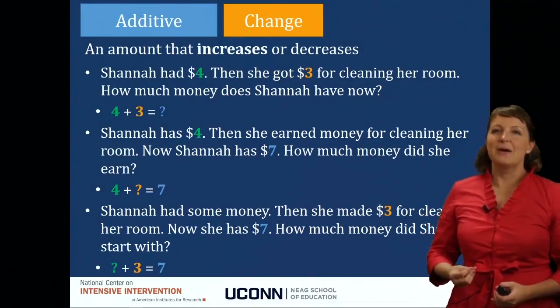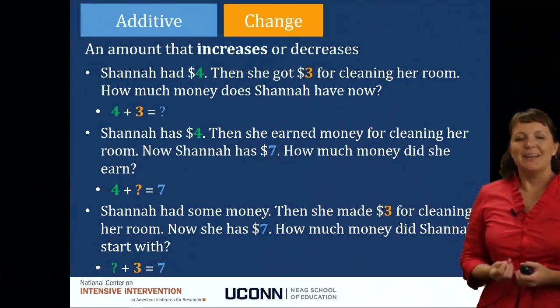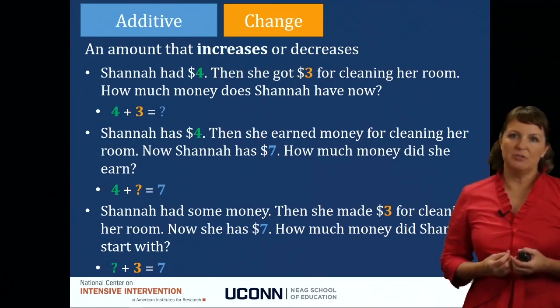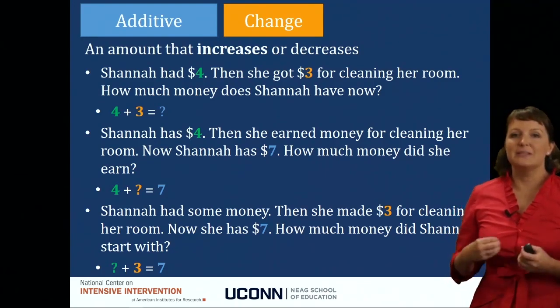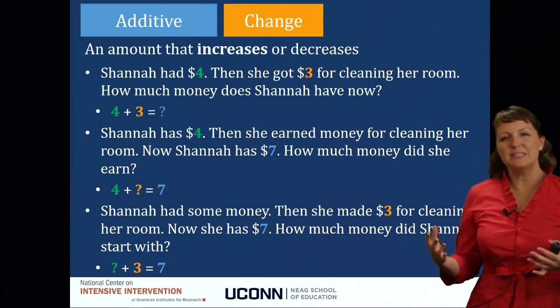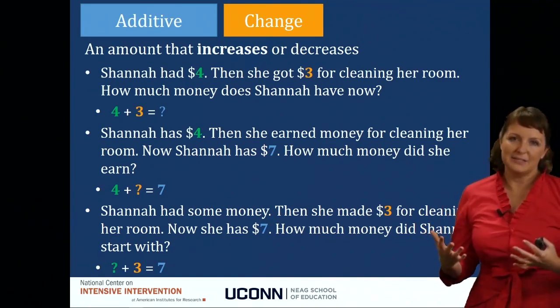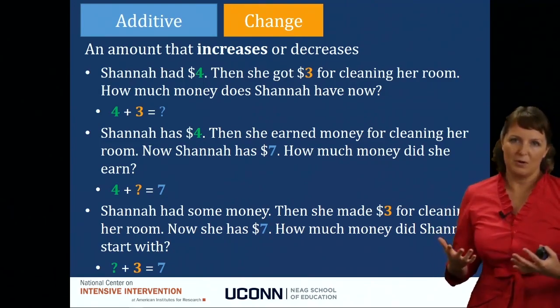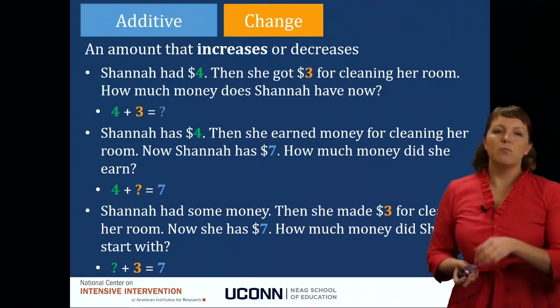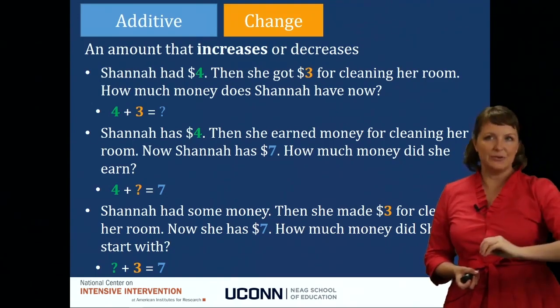All right, now let's think about our last additive schema. This is the schema of change. And these are actually the easiest for students to pick up on because they're really easy to visualize. They occur over time, so it's quite easy for students to see things like, oh, they cleaned their room, or they ate some hot dogs, or they earned more money. So here we have one amount, and that amount increases or decreases.